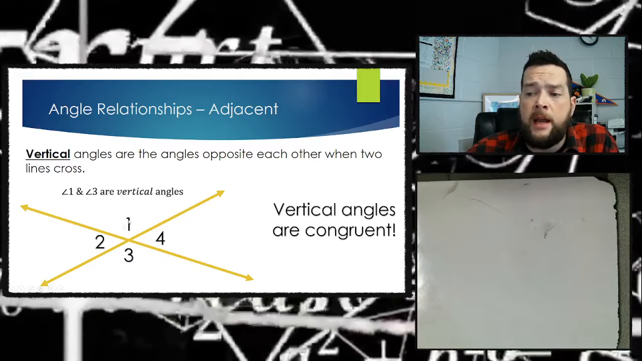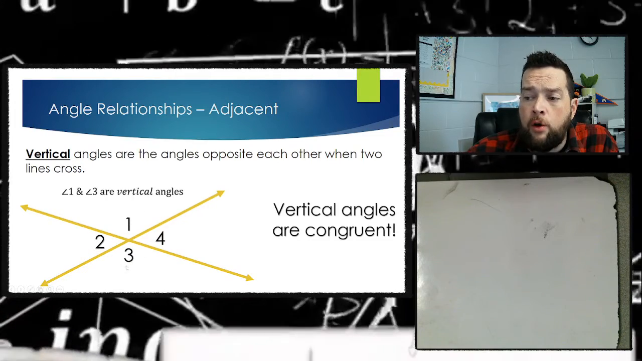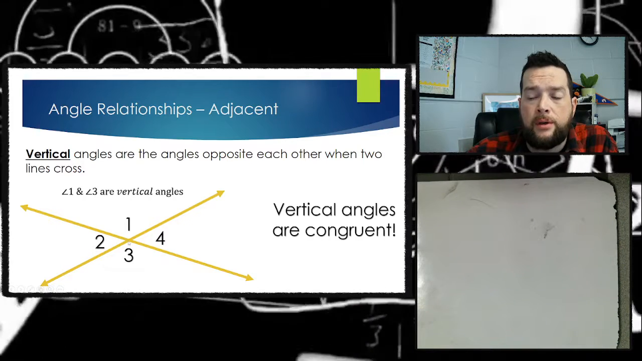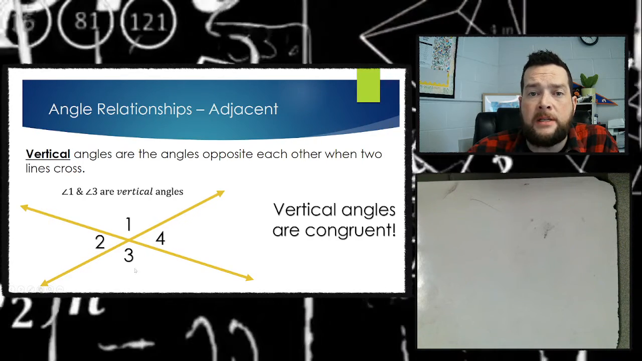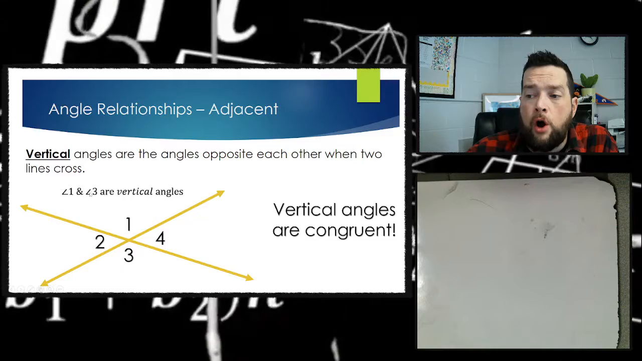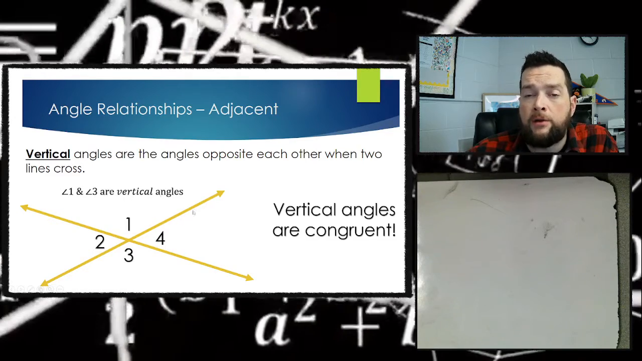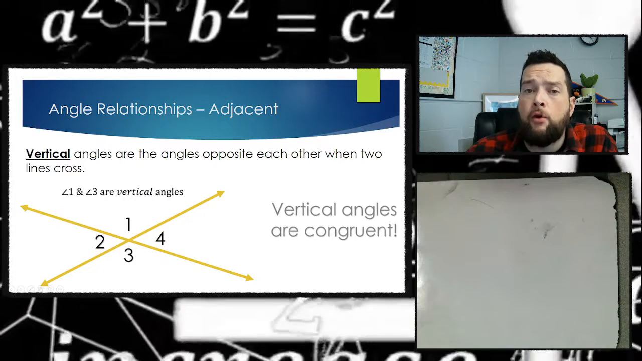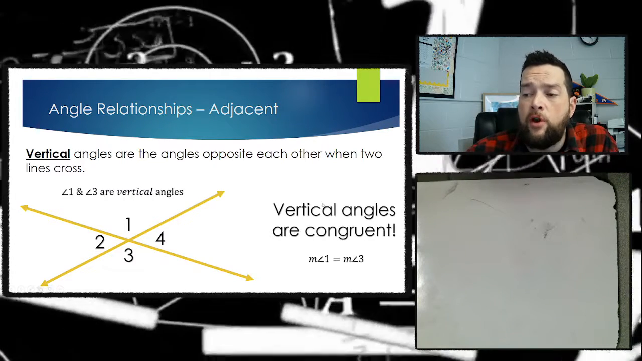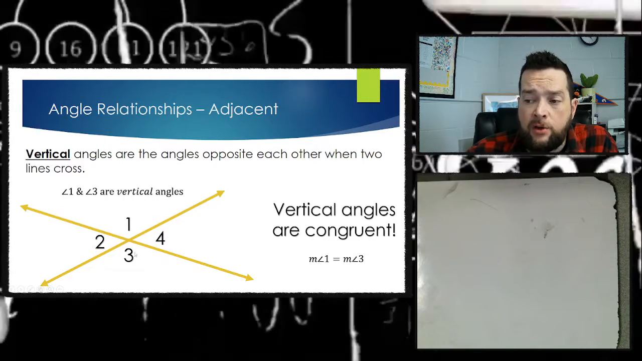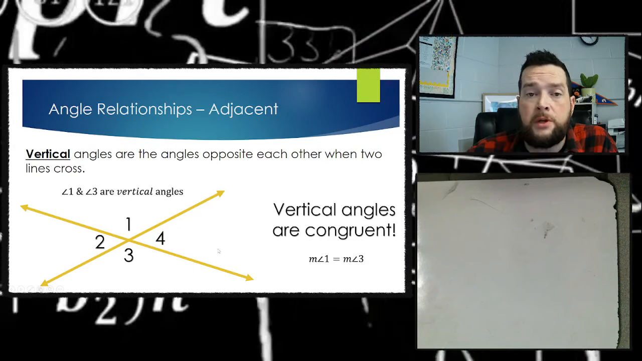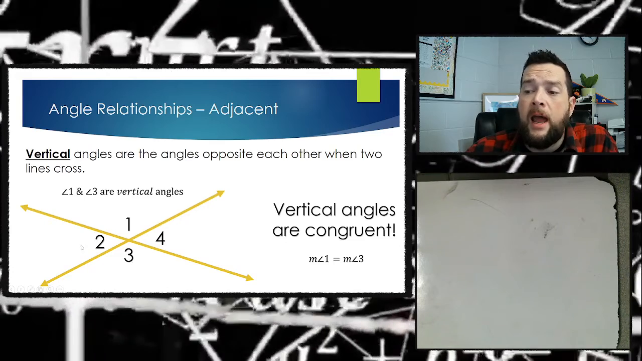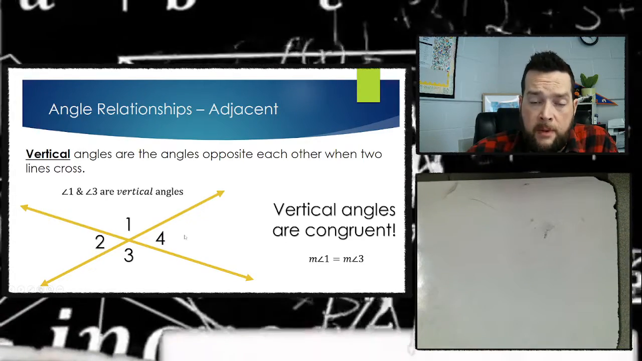So in this image right here, angle 1 and angle 3 share a common vertex. It's right here in the center, all right? But they don't share a common side. So these angles are going to be considered vertical angles. And by nature, they are congruent, all right? They're equal to each other. Whenever you have intersecting lines, the angles that are across from each other are equal to each other, all right? So the measure of angle 1 equals the measure of angle 3, and the measure of angle 2 equals the measure of angle 4.